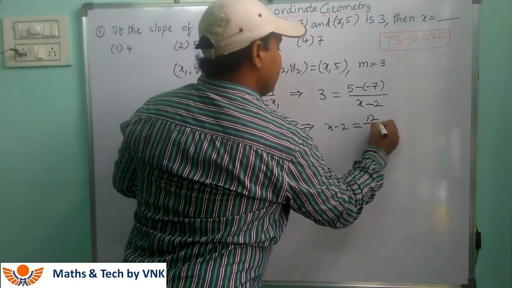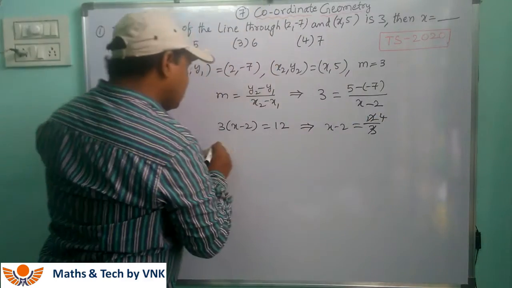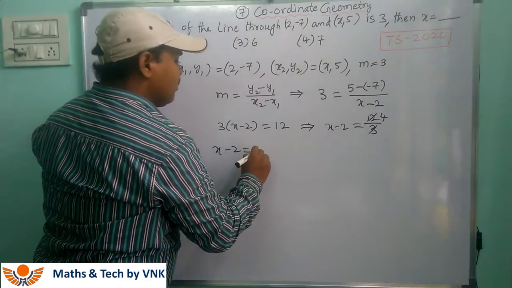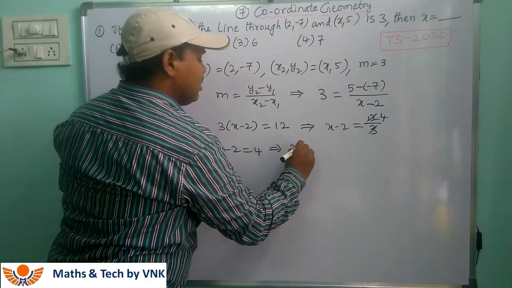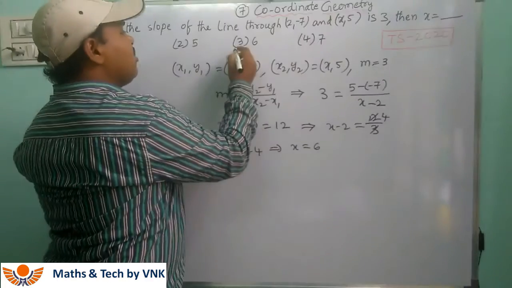12 by 3, 3 fours are 12. So x minus 2 is equal to 4, then x is equal to 4 plus 2. So x is equal to 6. So the correct option is 3.